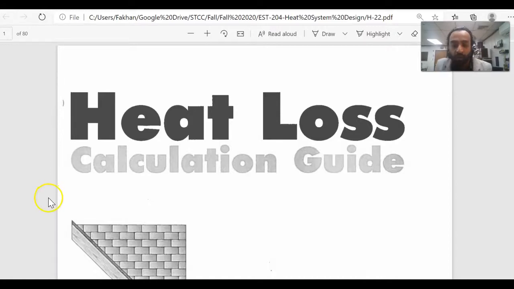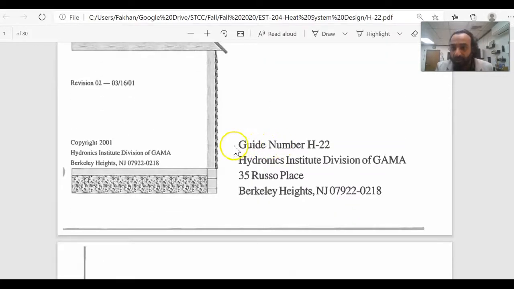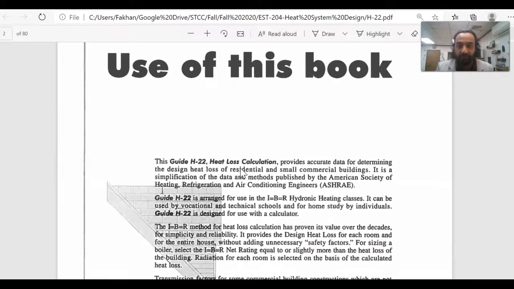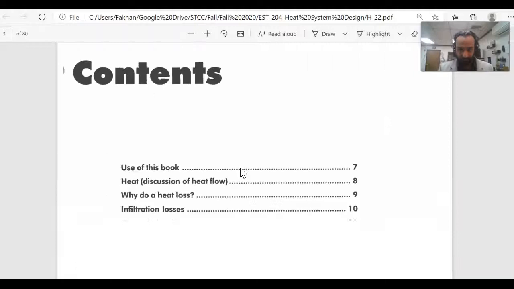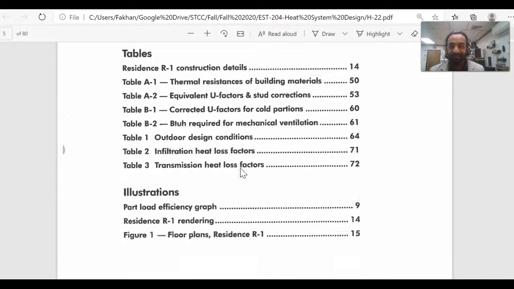So I will walk you through the heat loss calculation guide and comment on what you can find that will be helpful to you. Actually, this book is very small, but yet it's very rich in information. It's the new version of 2001, but the book has been revised so many times, and it's still in use. Really, really valuable book. Let's go through it page by page.